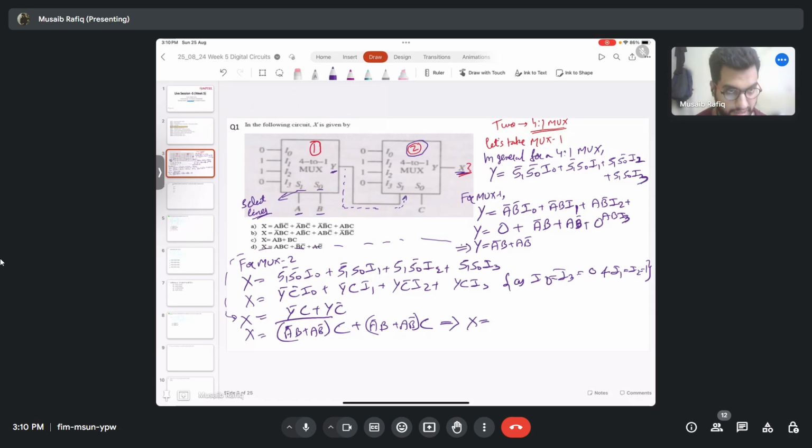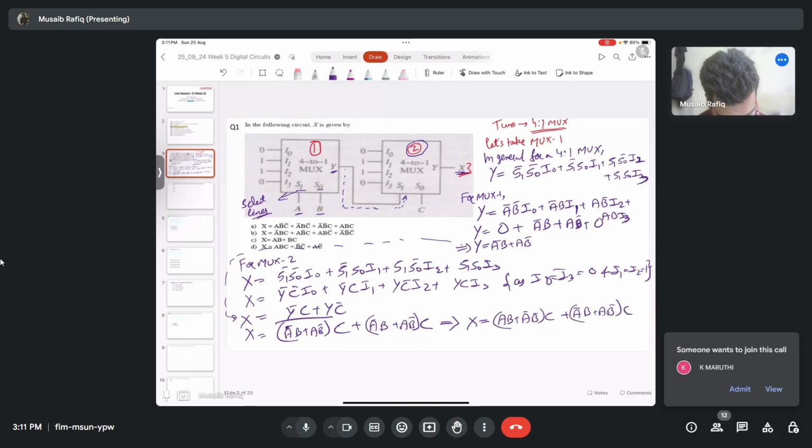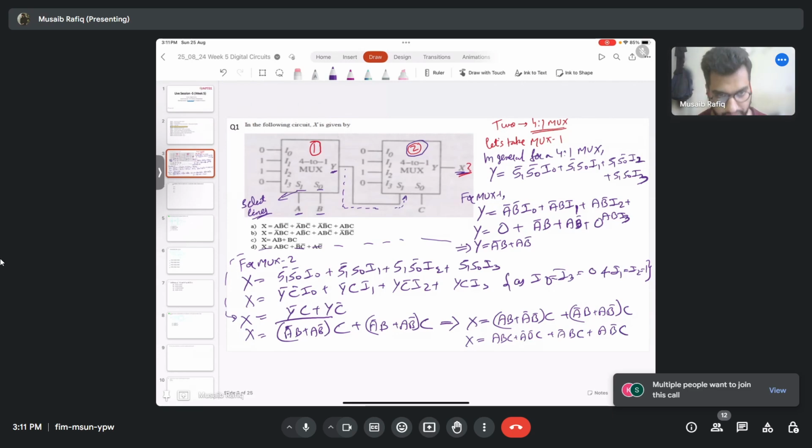Just keeping some steps, by now you should be familiar with these steps as well. So it is AB plus AB bar, this is the expression for the exclusive NOR gate, times C, plus A bar B plus AB bar times C. So it will then be ABC plus A bar B bar C plus A bar BC plus AB bar C.